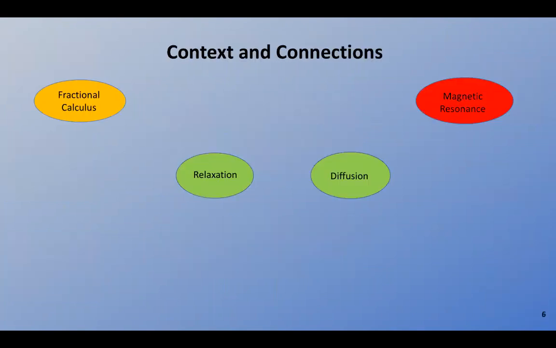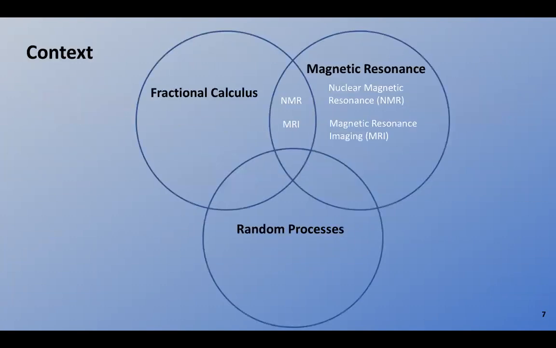Okay, I want to first provide some context and some connections. That is context for fractional calculus and magnetic resonance, and the connections between those two circles and what goes on with relaxation and diffusion. In an overlapping Venn diagram sense, we can look at magnetic resonance. It encompasses at least two main disciplines, that of nuclear magnetic resonance, which some of you who have had organic chemistry will be familiar with because NMR spectroscopy is used for determining structures unambiguously, and MRI, which has medical applications.